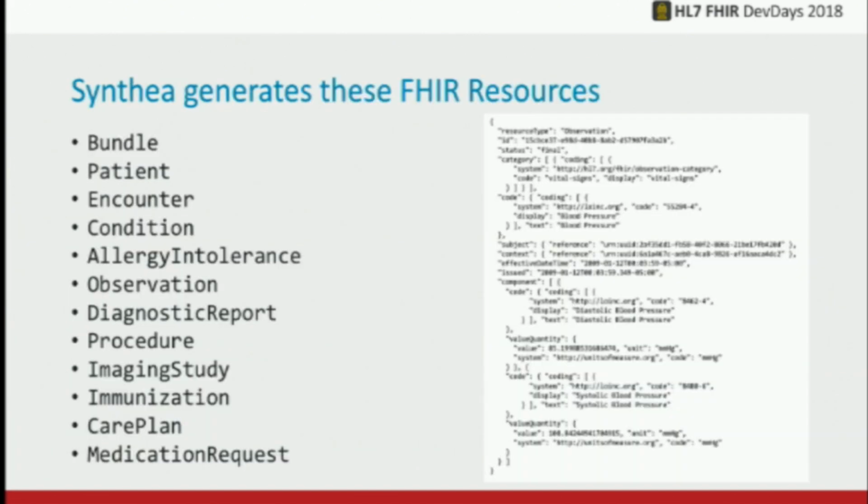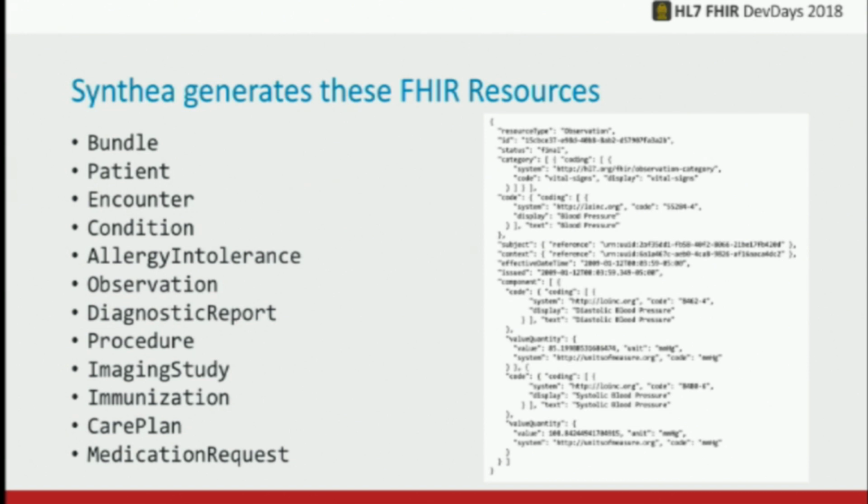So for FHIR, we have a bunch of different output types, but we're here at FHIR DevDays. So what do we output in FHIR? We have bundle. Every patient record is in a complete bundle that you can use for transactions, for example. It contains a single patient. It contains all their encounters, their conditions, their allergy intolerances, observations, diagnostic reports, so their lipid panels and other labs will be in there, different procedures, whether those are diagnostic or surgical, imaging studies. So when people have like an MRI or something like that, it'll go into imaging study.